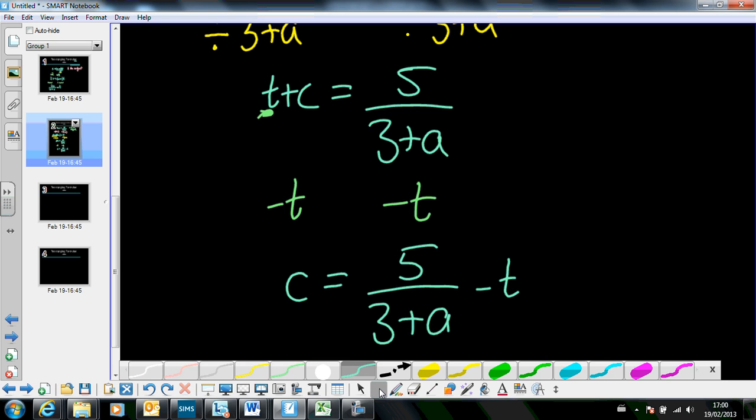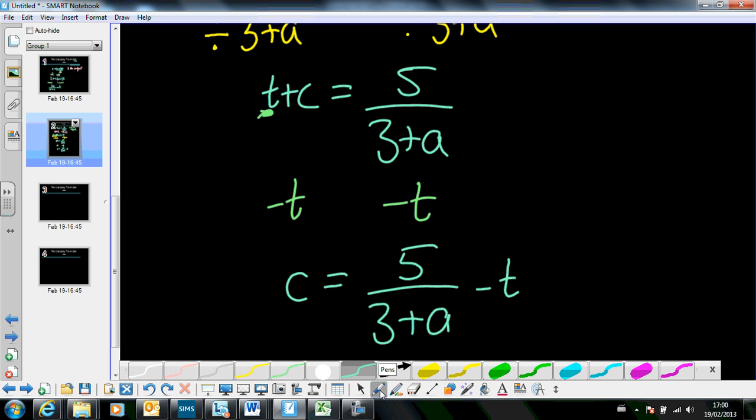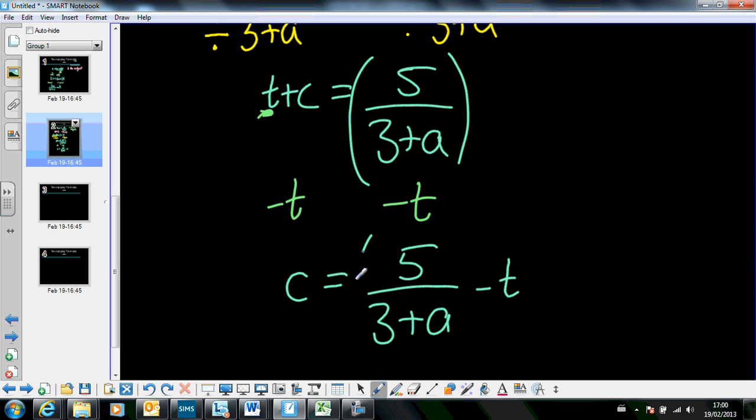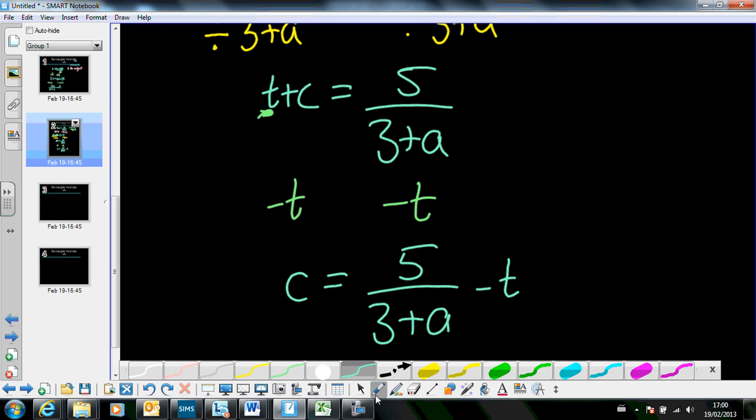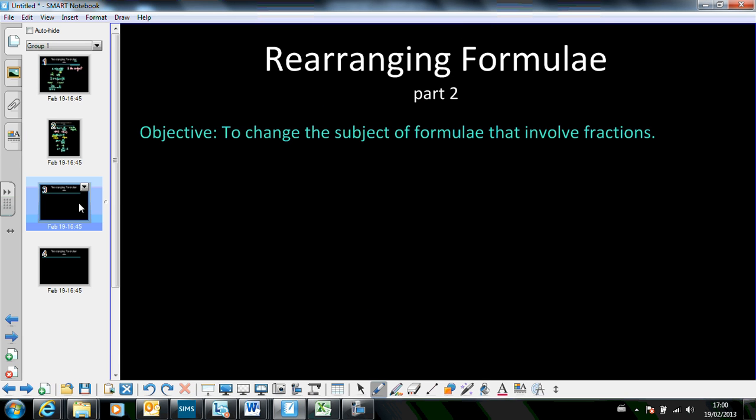Another thing to be aware of is that this T is not being divided. It's not affected by the 3 plus A. It's got to come in separately because we do the division first here and then subtract the T. It comes afterwards. So don't fall into the trap of including the T. We don't want to do that. Just a word of advice. Okay, and that's about us done.